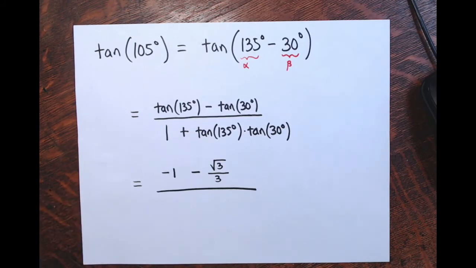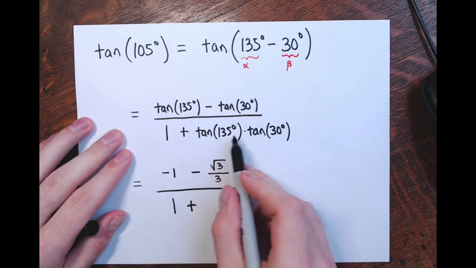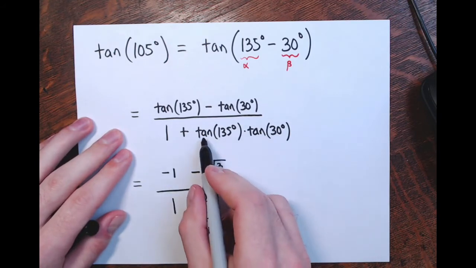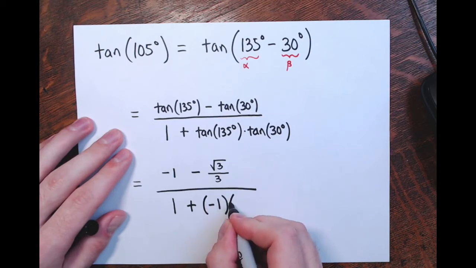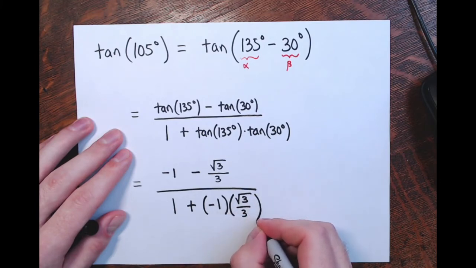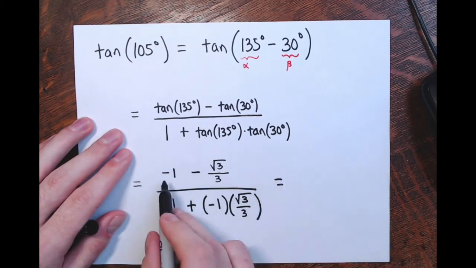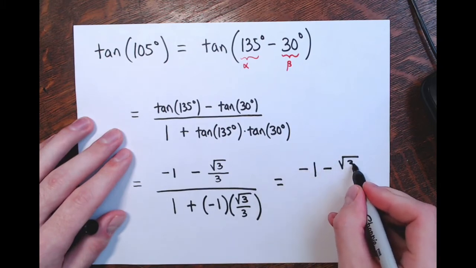Then the denominator is 1 plus the product of these two values. Again, remember, the tangent of 135 is negative 1, times the tangent of 30 degrees, which is the square root of 3 divided by 3. And then we'll simplify a bit. Now the numerator is still negative 1 minus the square root of 3 over 3.